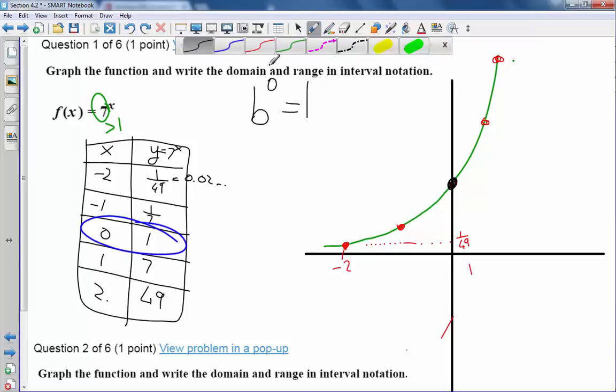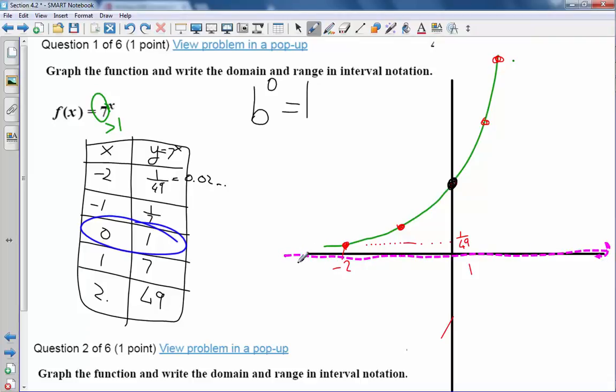By the way, all exponential functions approach the x-axis. So what do we call this x-axis? We have a special name for it. If the left end of your curve gets almost touching, but not really touching, a horizontal line, we call that line an asymptote, a horizontal asymptote. Every standard form exponential function has y equals 0, the x-axis, as an asymptote.